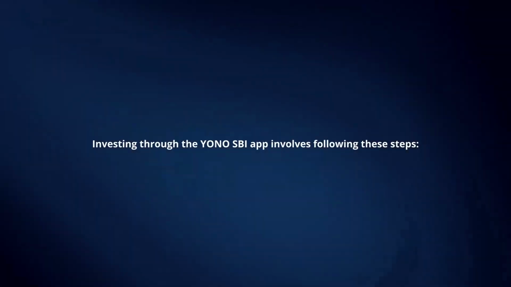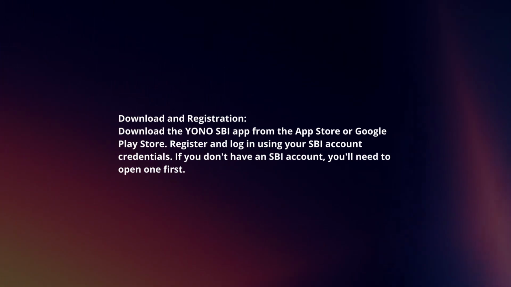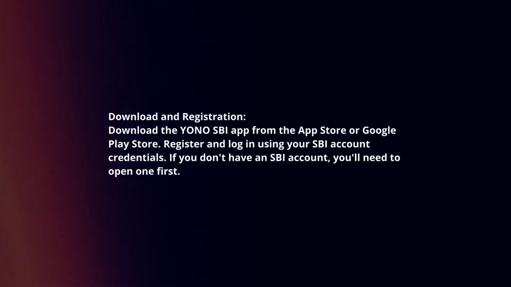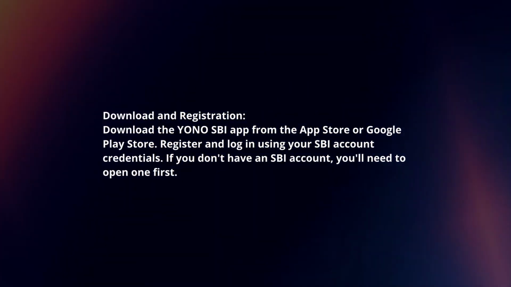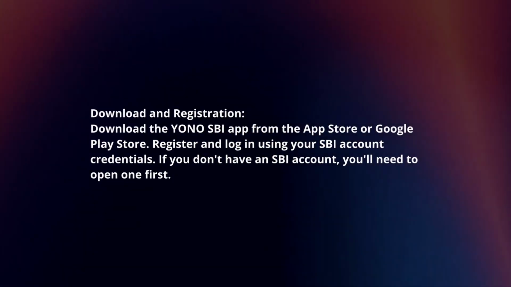Investing through the Yono SBI app involves following these steps. Download and registration. Download the Yono SBI app from the App Store or Google Play Store. Register and log in using your SBI account credentials. If you don't have an SBI account, you will need to open one first.